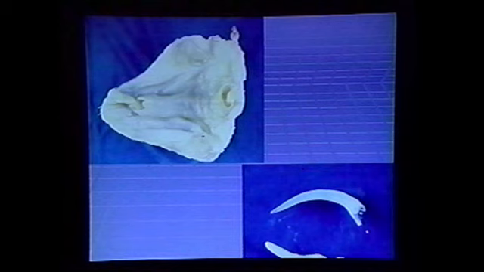And a comparison of the size of one of these linguatulid pentastomes relative to the size of a bushmaster's fang.